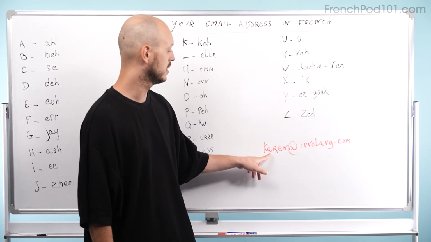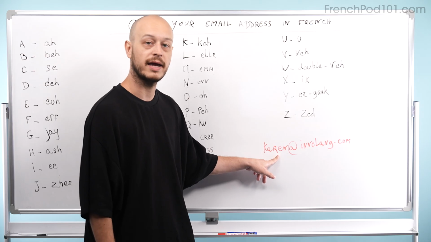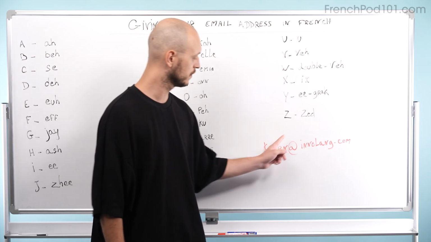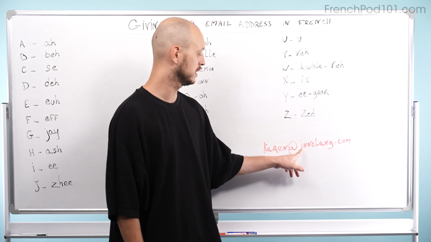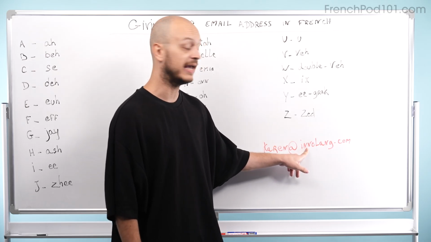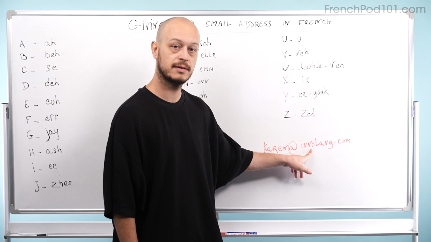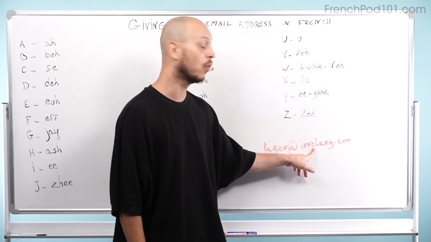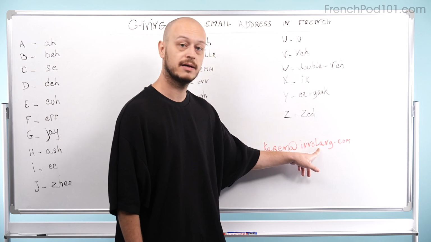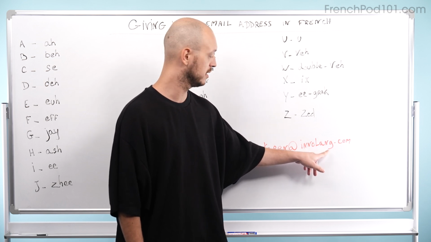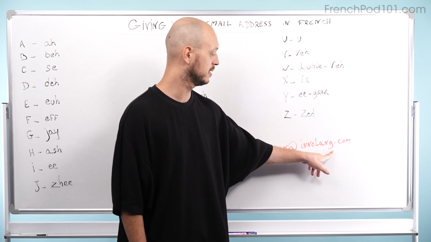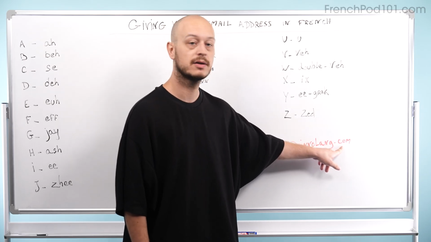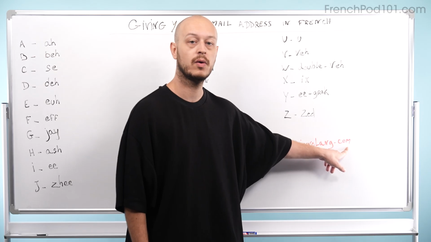K. A. R. E. N. Arrobase. I. N. N. You can say double N. O. L. A. N. G. Point. Comme C. O. M.